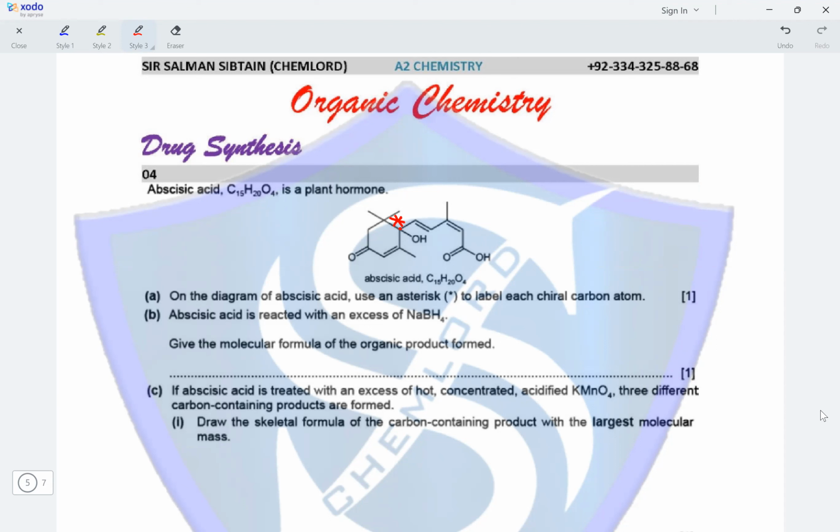And moving on along the molecule, we do not see any other carbon atoms with four different groups attached to it. So this carbon atom marked with an asterisk is the only one that is a chiral carbon, and because of this, abscisic acid will have two optical isomers present.